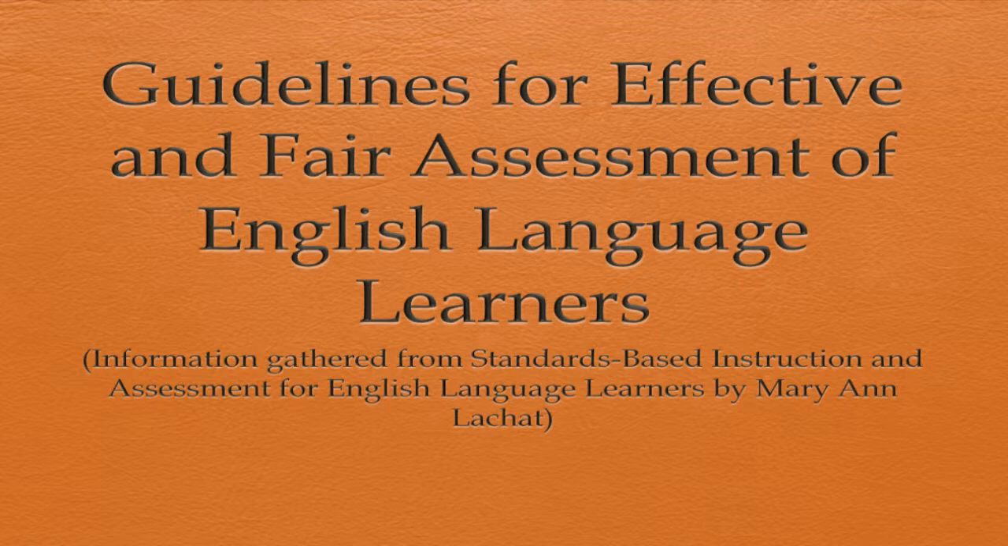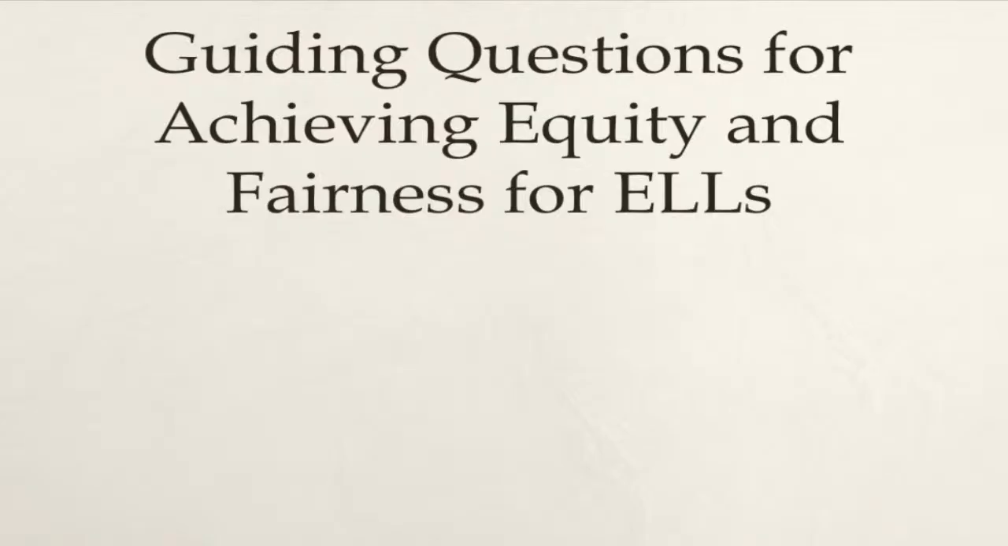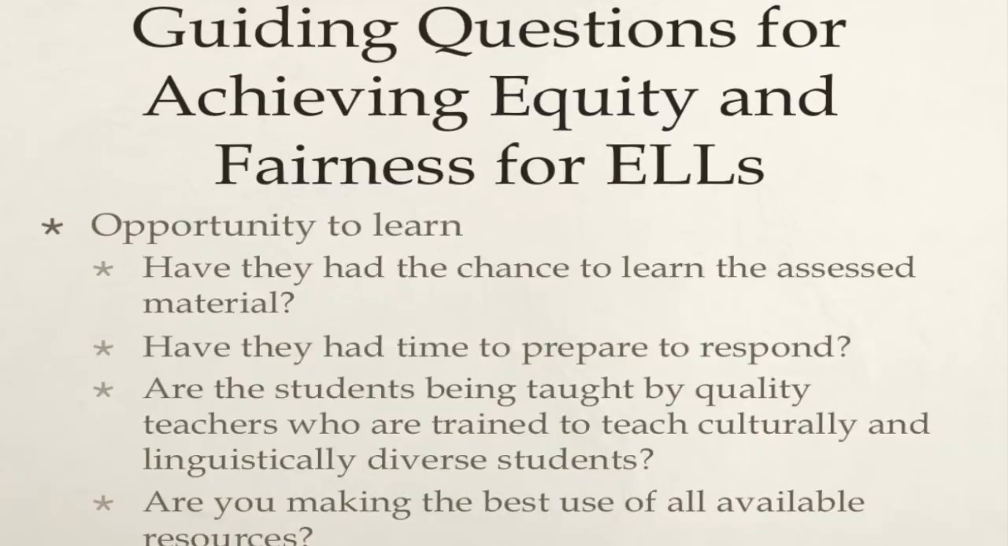So here are some guiding questions from the book that you should consider when trying to determine whether or not you are assessing your English language learning students equally and fairly as other students. The opportunity to learn. You have to consider whether or not your students have had the chance to actually learn the material you are assessing them on. Not only have they learned it, have they had time to prepare to show you that they have learned it in whatever task you're asking them to complete.